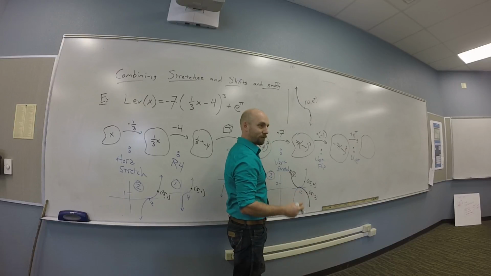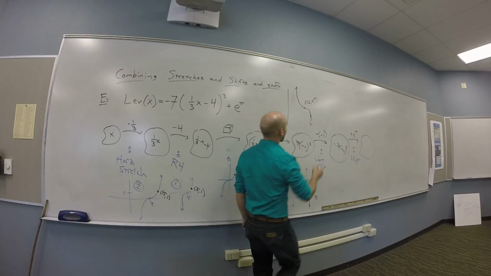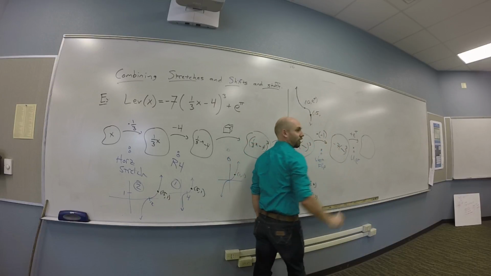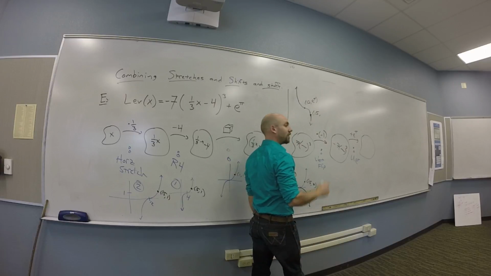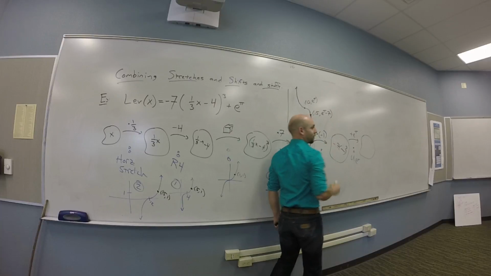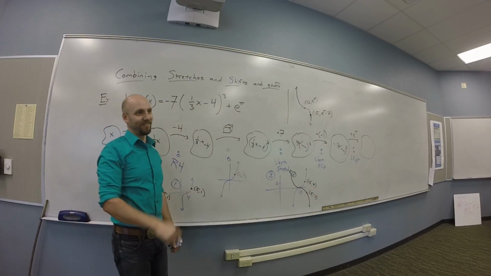And then my final thing was to shift it up by e to the pi. So that dot right here should be at (15, e to the pi minus 7). Because of course you can subtract, right?